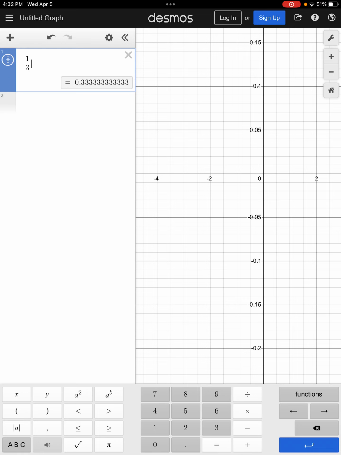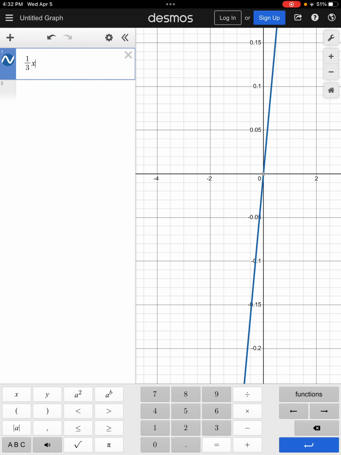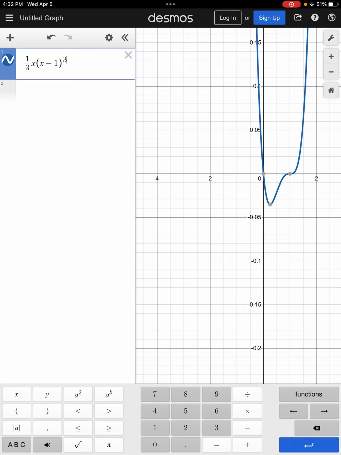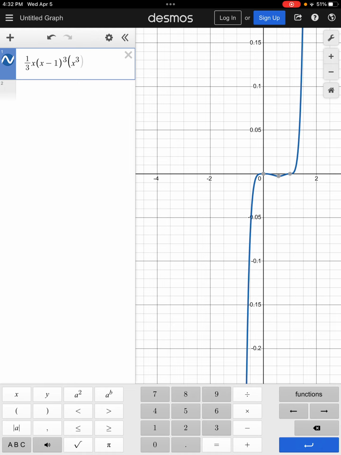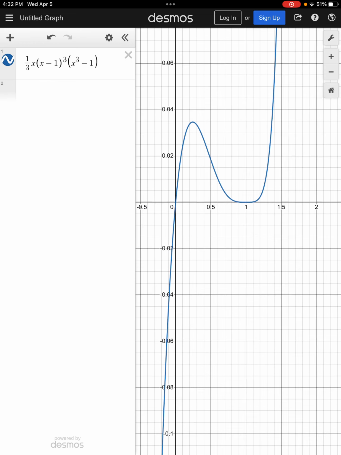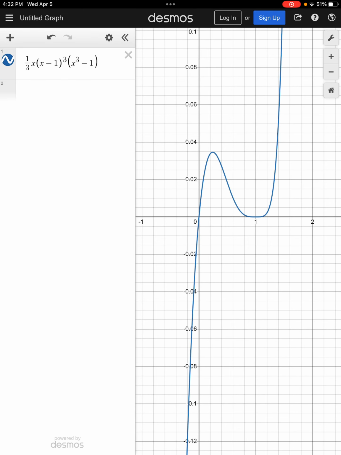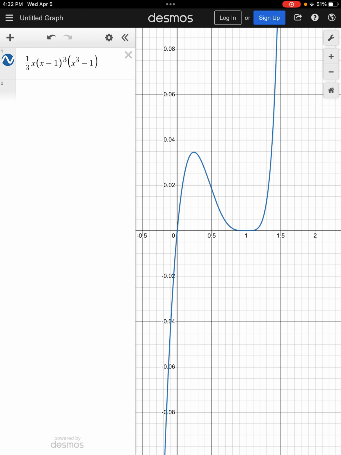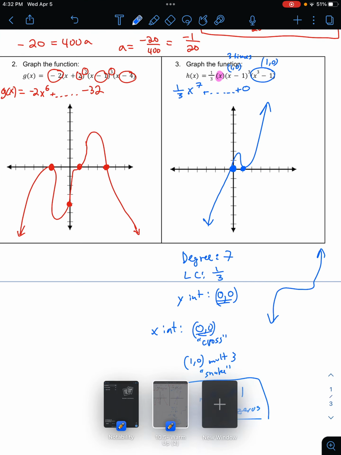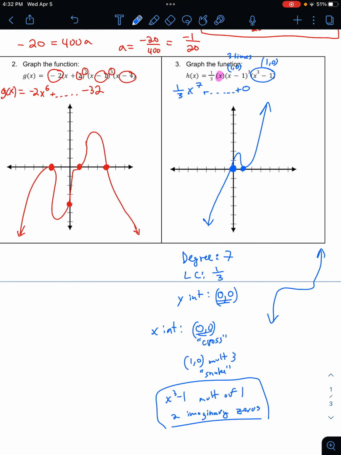1/3 times x times x minus 1 cubed times x cubed minus 1. All right, so we basically captured what we wanted to, right? We bounce off the graph at that point 1, 0. Our y-intercept 0, 0. We did a pretty good job capturing this. When we come back to our graph, yeah, that looks pretty good.